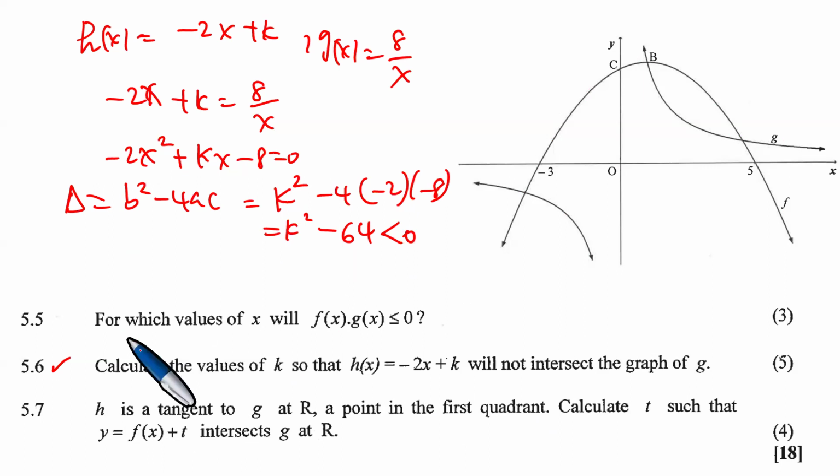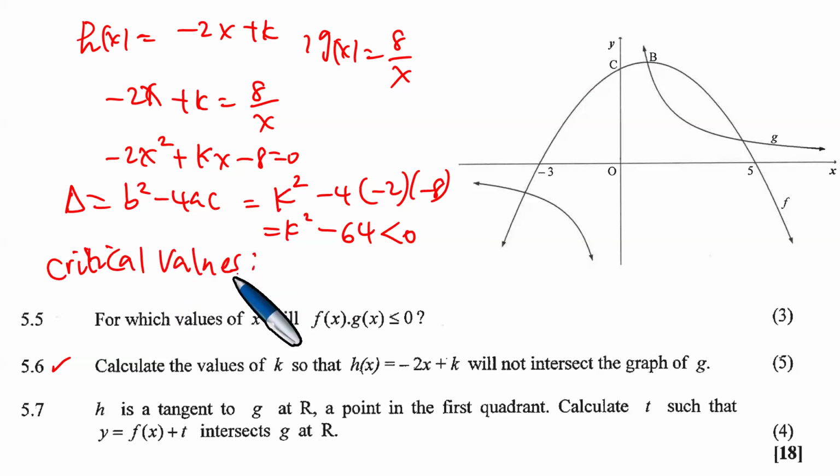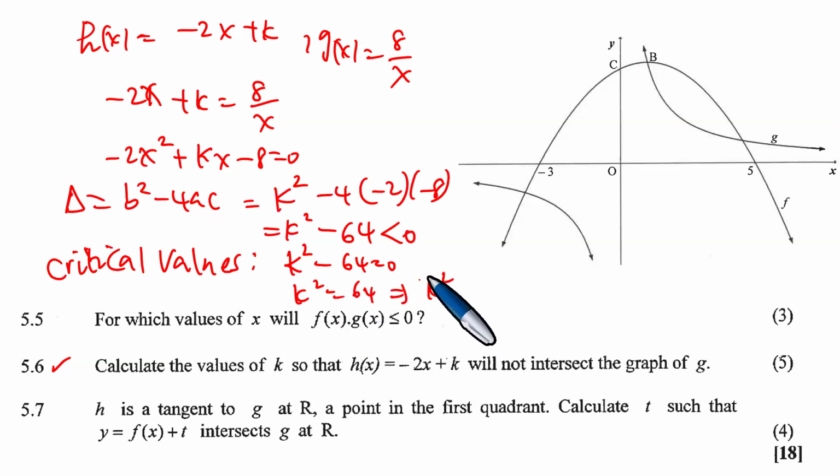And therefore, what are the critical values? The critical values are obtained when k squared minus 64 equals 0, which means k squared is 64, and that means k is plus or minus the square root of 64, which means k is plus or minus 8, because the square root of 64 is 8. We're interested in parts where this discriminant is negative.